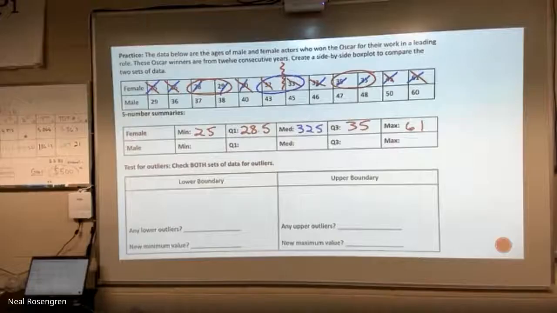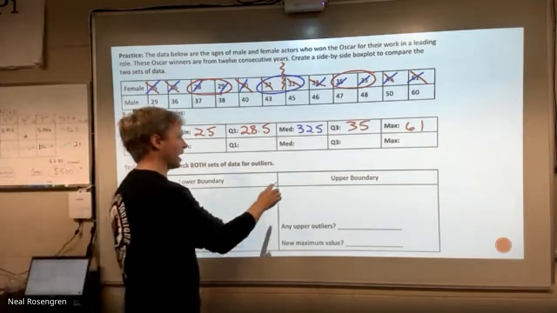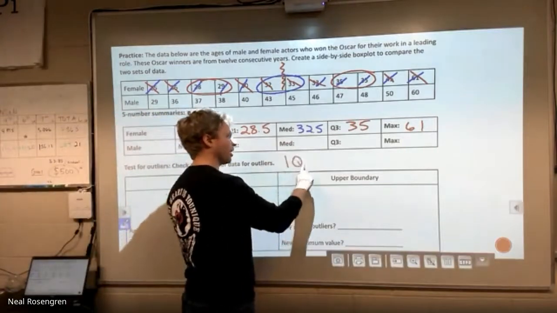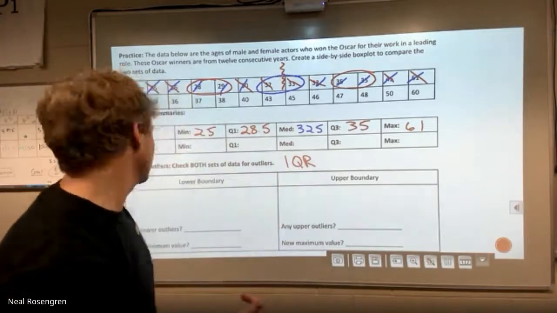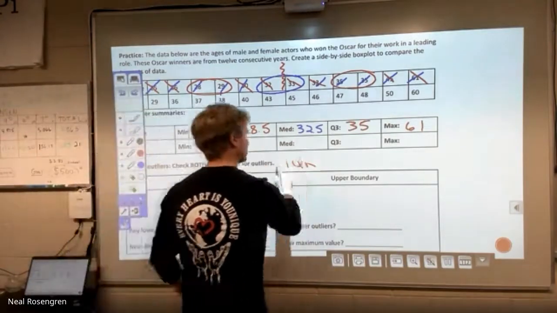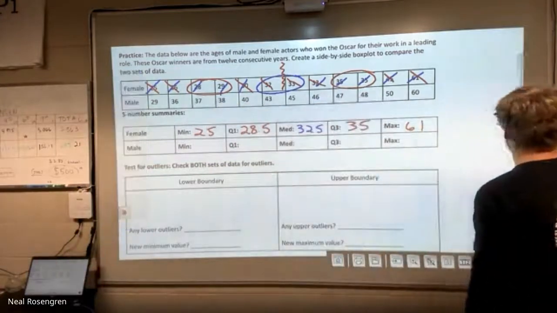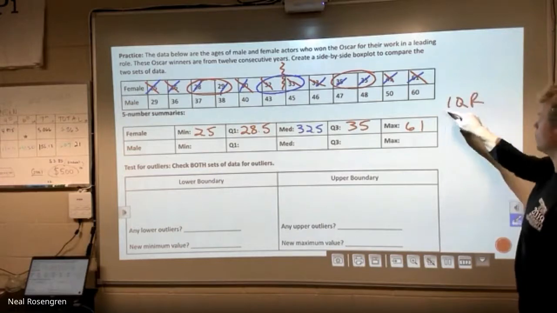Okay, I got my data for both female and the male. Awesome. Now it's time to move on to the lower boundaries. Remember, in order to do that, we have to figure out what the interquartile range is for both. Maybe off on the side, right here, I'll say, all right, what is my IQR for both of these?